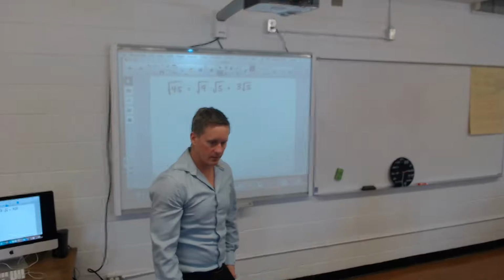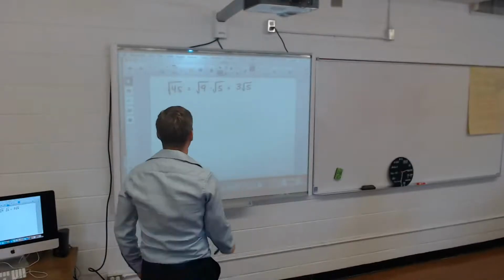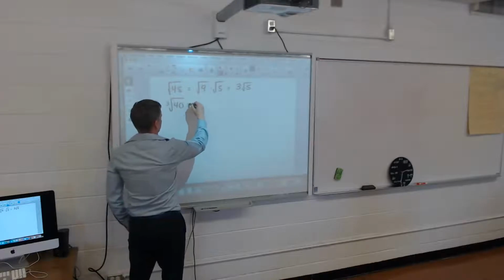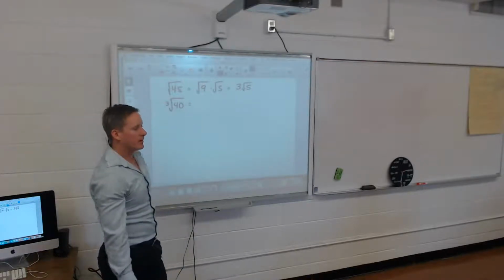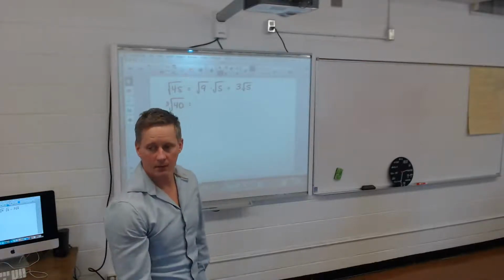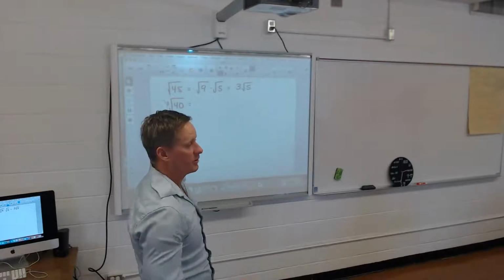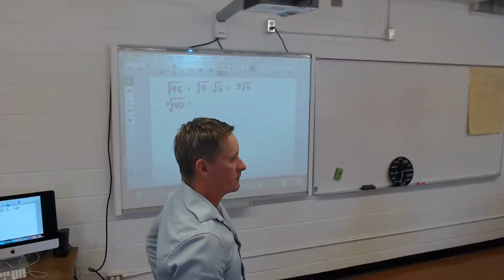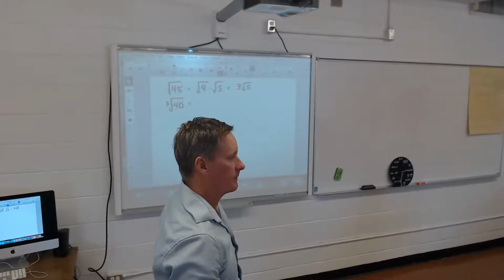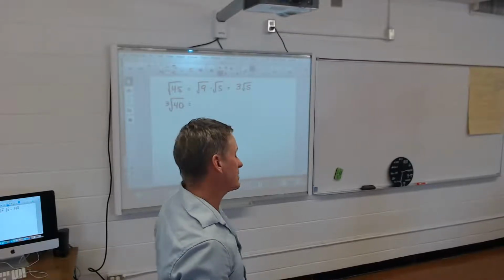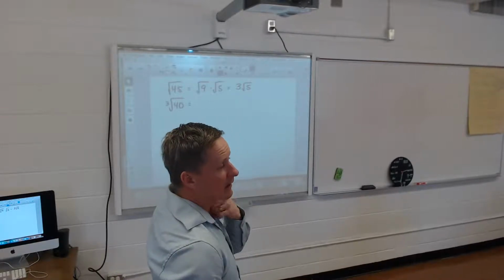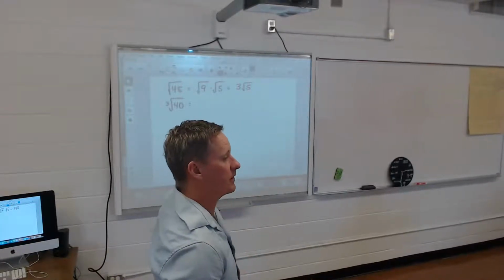Okay, and then the next one is cube root of 40. Now what am I looking for? Okay, can I take the cube root of 40 and get a whole number? Let's put it this way. Is 40 a perfect cube? No. Is there a number that divides into 40 that is a perfect cube?